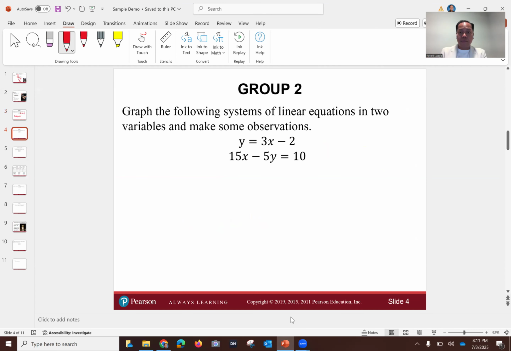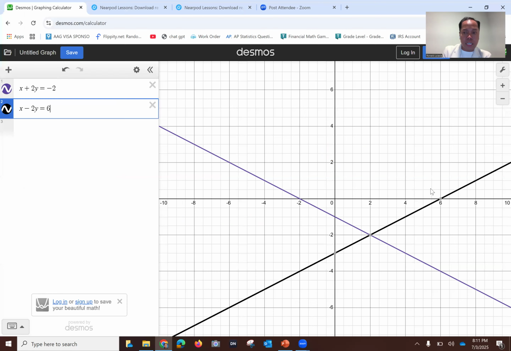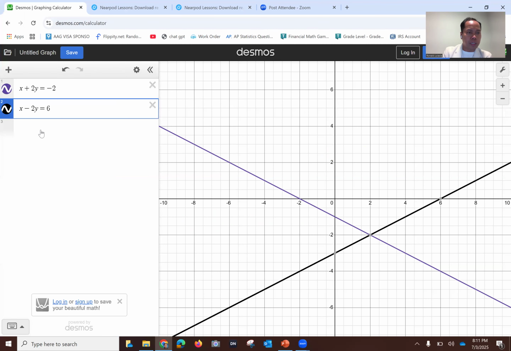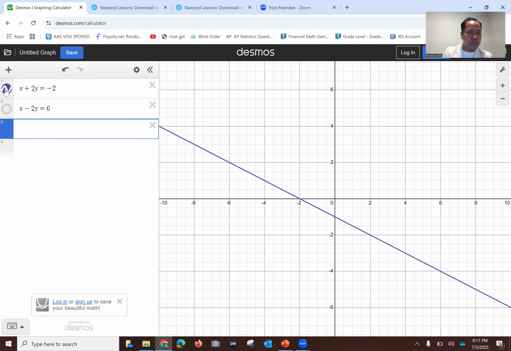Okay, let's have the work of Jessa and Arian. Jessa answered, their graphs are the same. And since their graphs are the same, the slope and the y-intercept are also the same. Let's check their work. Let's hide this one.